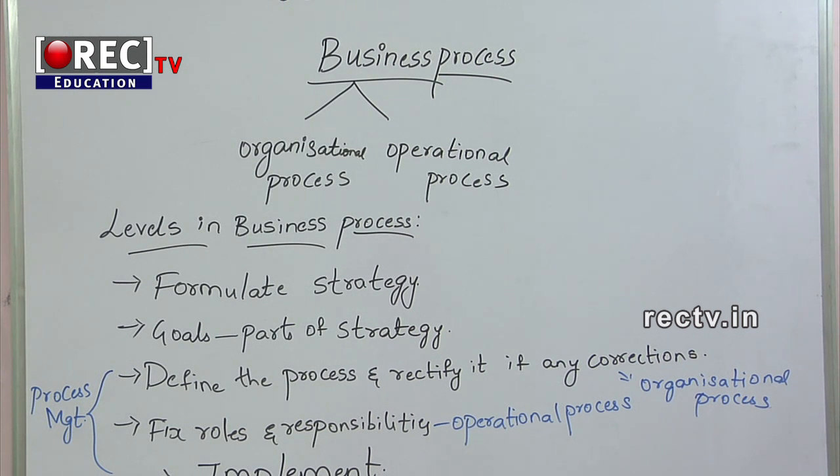First, I have to formulate a strategy. For example, if I want to manufacture 1,000 crores of goods, this is my strategy. To manufacture that, whatever things I follow are nothing but our goals. It's a part of the strategy.